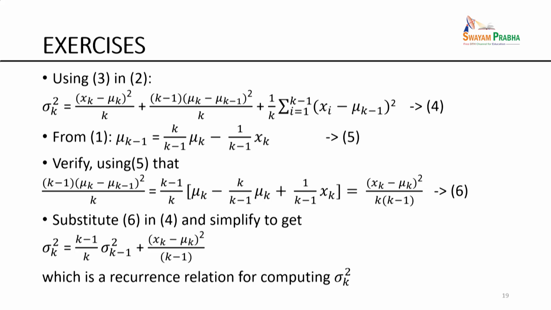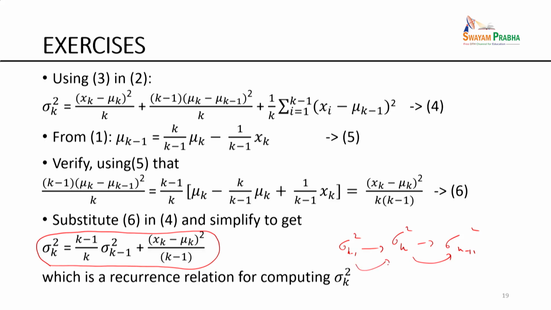Exercises continue again. Please remember, I am not asking you to invent anything. I am giving you every little formula. Why? I want you to be able to verify the beauty of various ways of rewriting the expressions. So, which is the recurrence relation. Ultimately, what is the idea here? This is the recurrence relation for computing the variance, sigma k square. So you can talk about going from sigma k square to sigma k plus 1 square. Also, you can talk about sigma k minus 1 square to k square. Either way is fine. Both are sequential in nature.